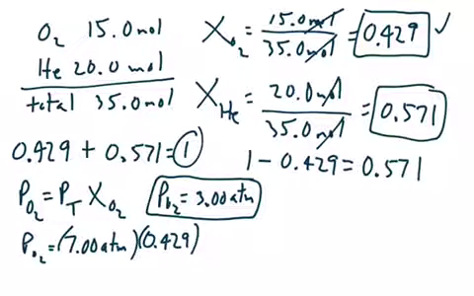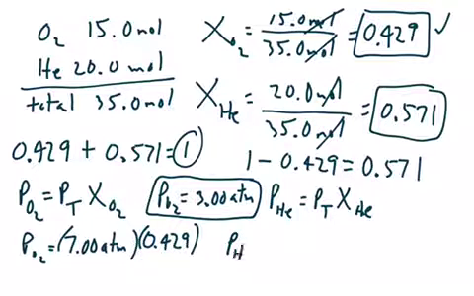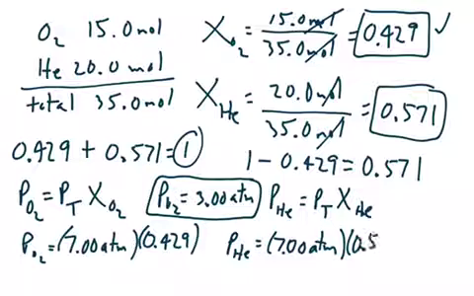Now look at letter G. Let's do the same and find the partial pressure of helium. You do the total pressure times the mole fraction of helium. Let's substitute the numbers. The partial pressure of helium will be equal to the total, which is 7 atms again, times the mole fraction of helium, which is 0.571, and you're going to get a partial pressure of helium equal to 4 atms.